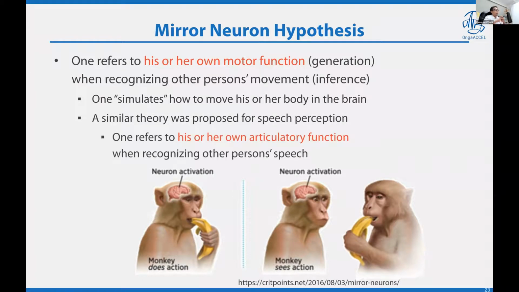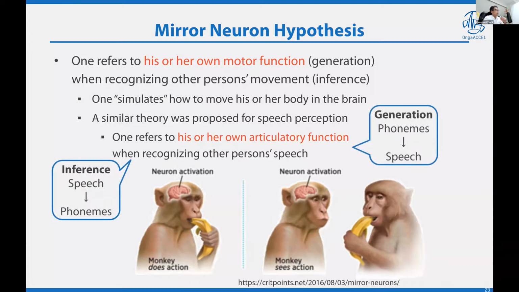So a similar theory was proposed for speech perception. So one refers to his or her own articulatory function when recognizing another person's speech. So this idea is very interesting. So I'd like to use this idea for chord recognition. So this is inference, speech to phonemes. So this is generation, phonemes to speech.